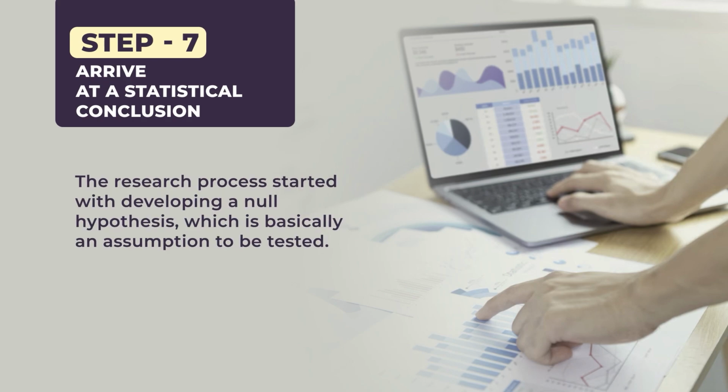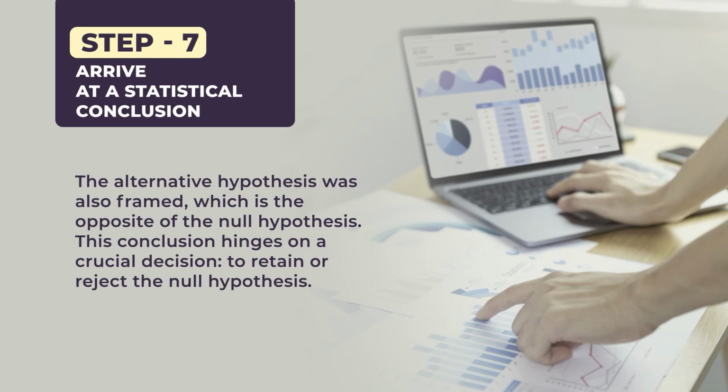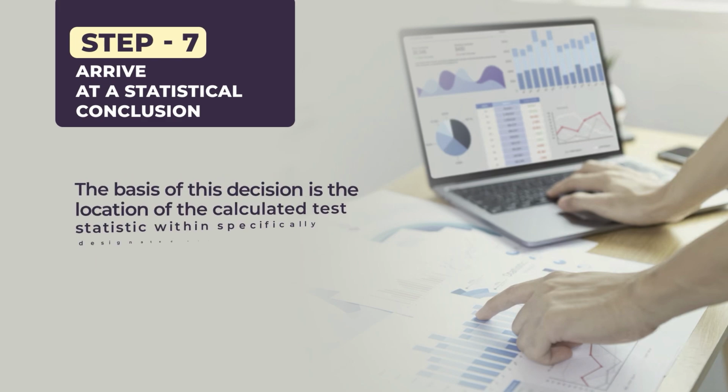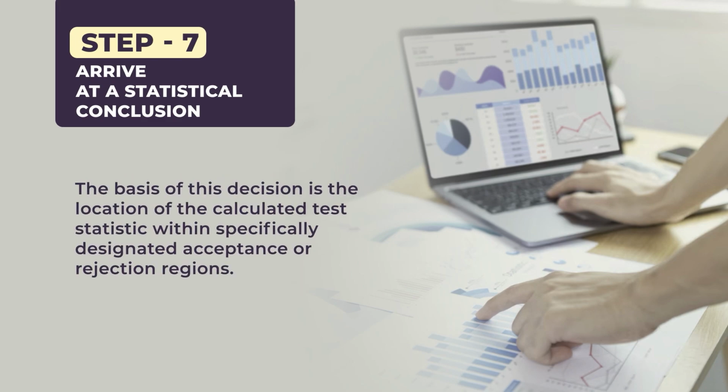The research process started with developing a null hypothesis, which is basically an assumption to be tested. The alternative hypothesis was also framed, which is the opposite of the null hypothesis. This conclusion hinges on a crucial decision to retain or reject the null hypothesis. The basis of this decision is the location of the calculated test statistic within specifically designated acceptance or rejection regions.